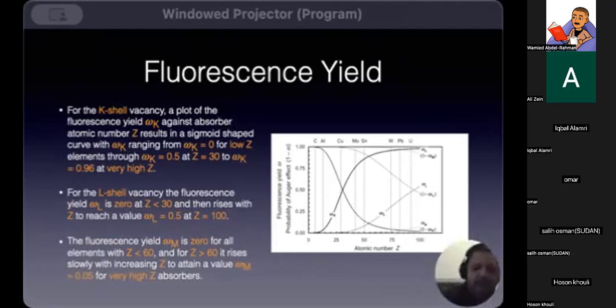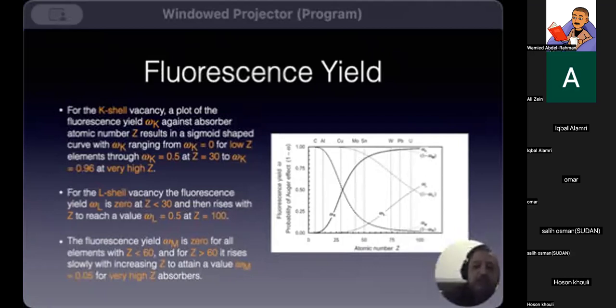So around 10, this fluorescence yield starts to increase, reaching a value of 50%, around Z equals 30. So copper, Z is 29 for copper. If we had a vacancy in the K shell for copper, roughly it is around 0.5. There is a 50% chance that we're going to get an X-ray, a characteristic photon, when the atom undergoes relaxation.